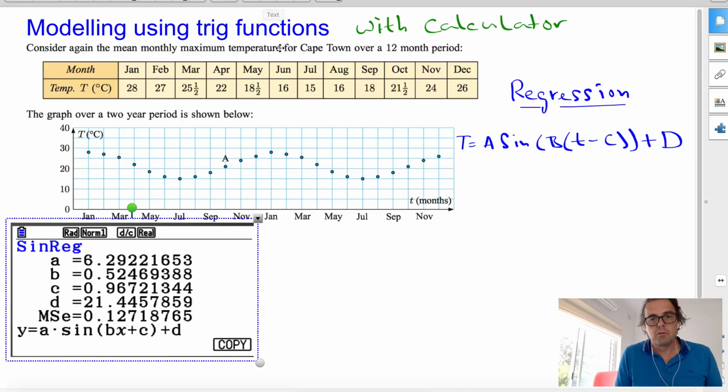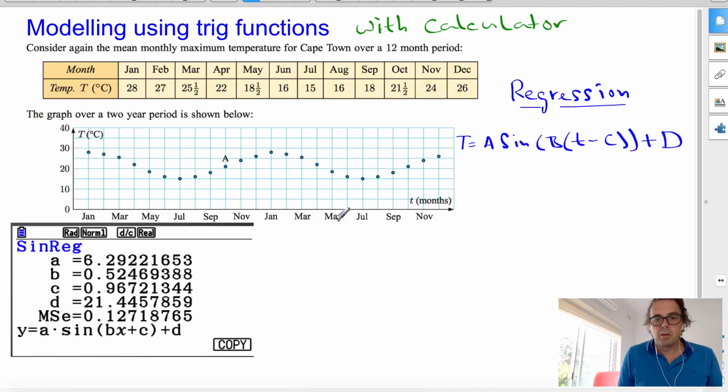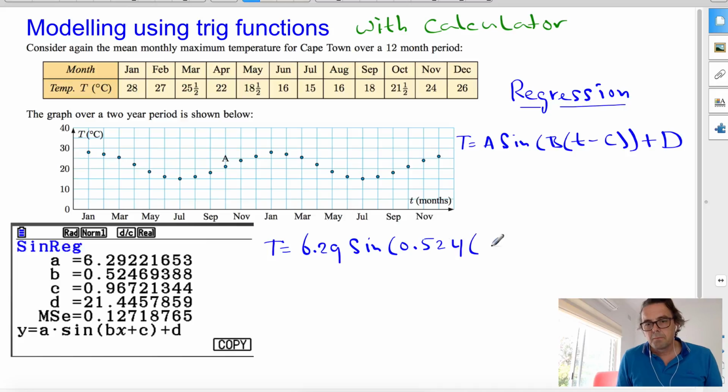So that's great. I've got my function. The function I'm after is t equals 6.29 sine of 0.524 t, and then what I have here was negative take 0.967, plus 21.4.